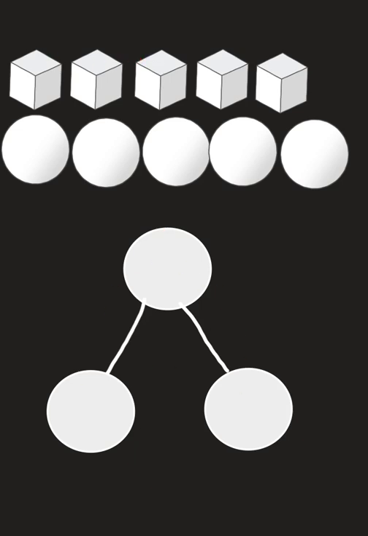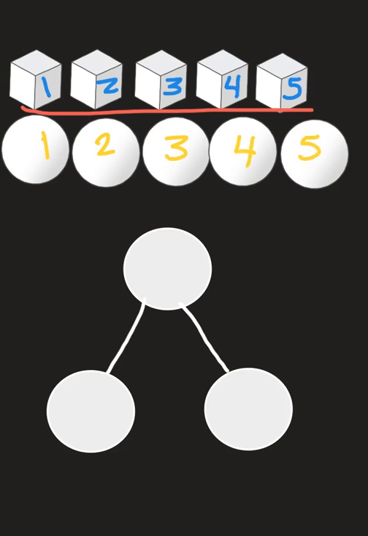So I see 2 different groups already, right? I see my cubes on the top and my spheres on the bottom, right? We have cubes and we have spheres. So let's count and see how many cubes we have. So we have 1, 2, 3, 4, 5. Now let's count and see how many spheres we have. We have 1, 2, 3, 4, 5.